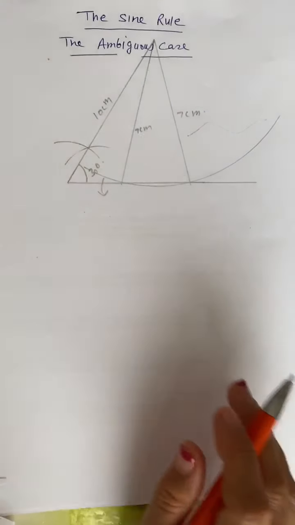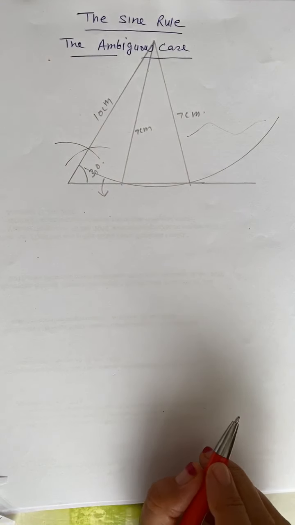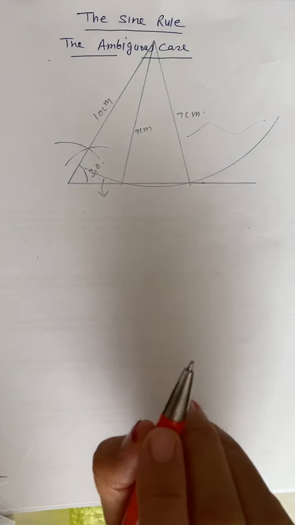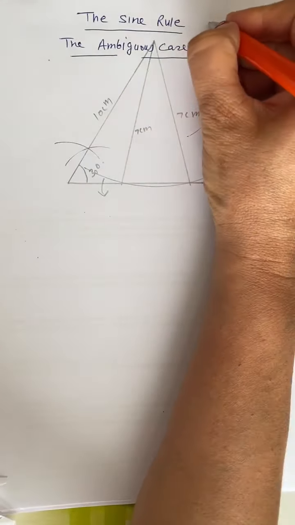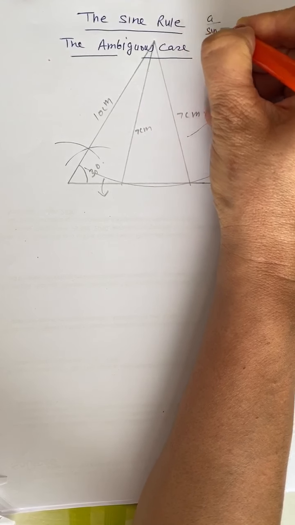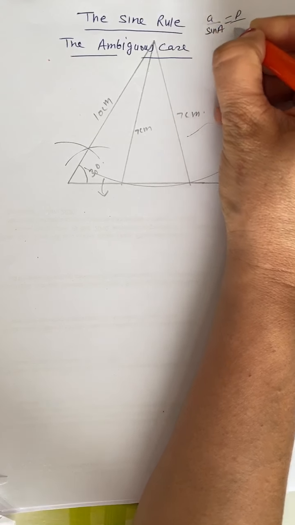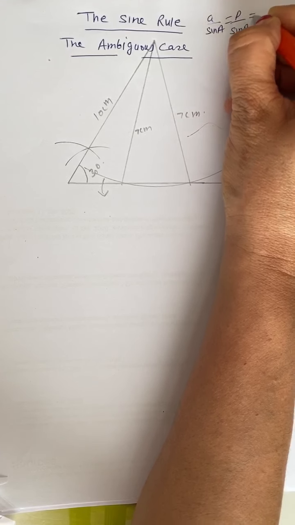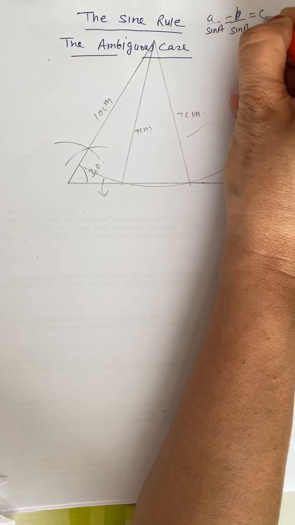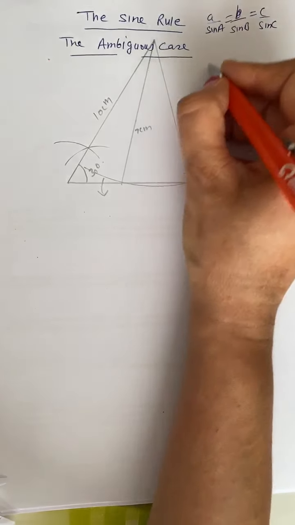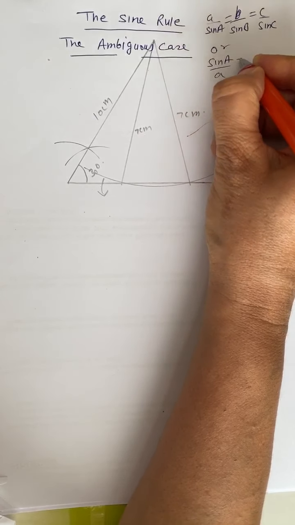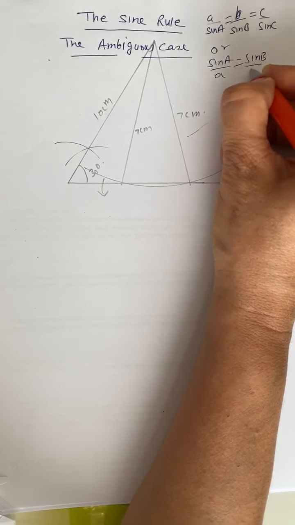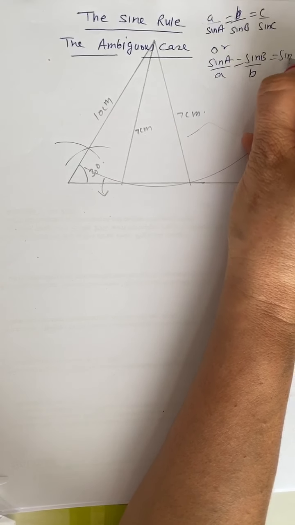In today's lesson, we are going to talk about the sine rule. We already started with the sine rule, and you already know the sine rule is a over sine A is equal to b over sine B is equal to c over sine C. It can be written in this way, or sine A divided by a is equal to sine B divided by b is equal to sine C over c.